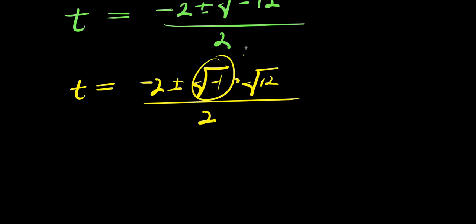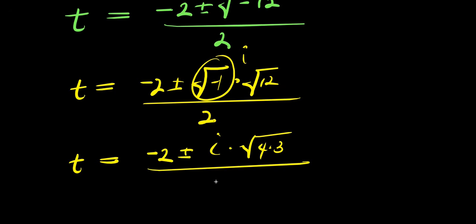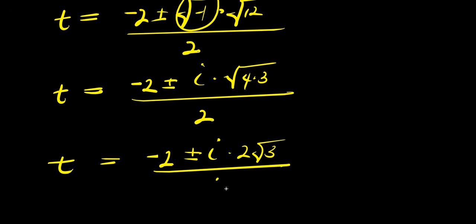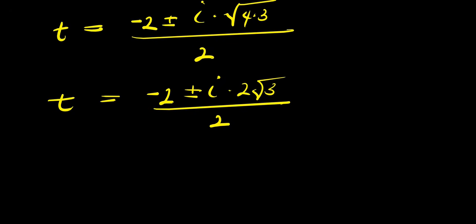So square root of -1 here is iota, i. I can have my t equals -2 plus or minus, this is i times square root of 12. I can have it as 4 times 3, divided by 2. And from here, I have t equals -2 plus or minus i times square root of 4, this is 2, times root of 3, divided by 2. 2 cancels 2. I have t equals -1 plus or minus i root 3.